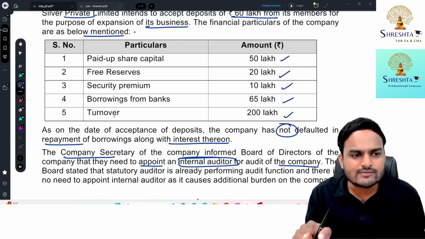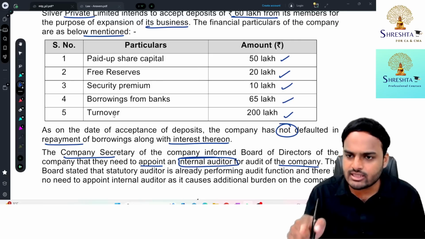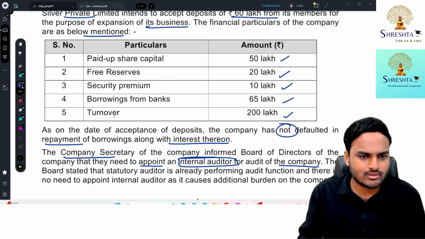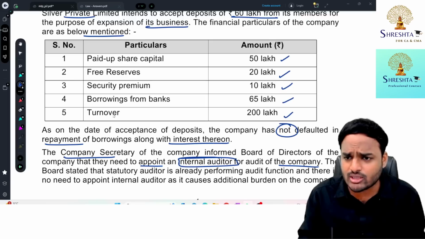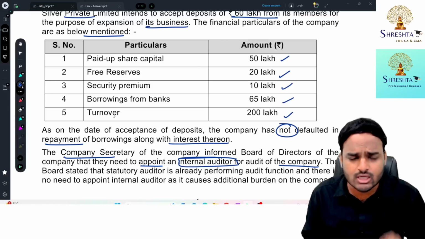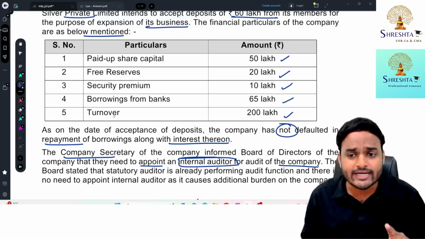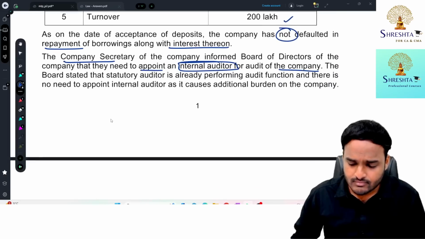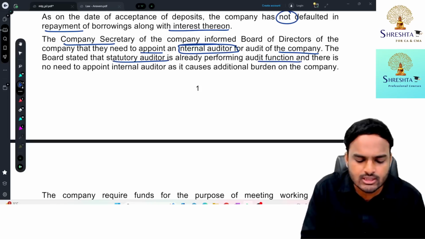Understood. Next, borrowings from banks, 65 lakhs. How much is it? 65 lakhs. It is also within the limits only. So, therefore, internal audit is not applicable. Are you all getting my point, students? Is internal audit applicable or not applicable? Not applicable. Why? For private limited companies, the limits are turnover 200 crores or more, total borrowings 100 crores or more at any point of time during the preceding financial year. Yes or no?